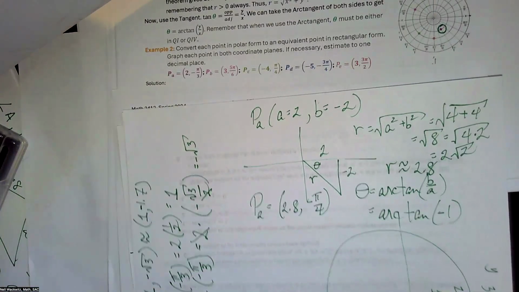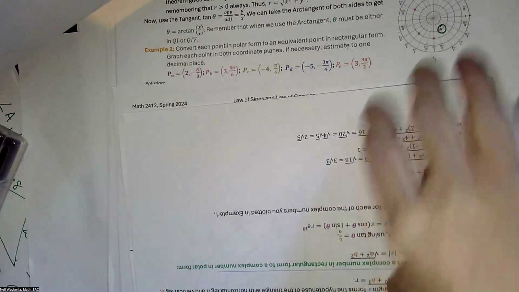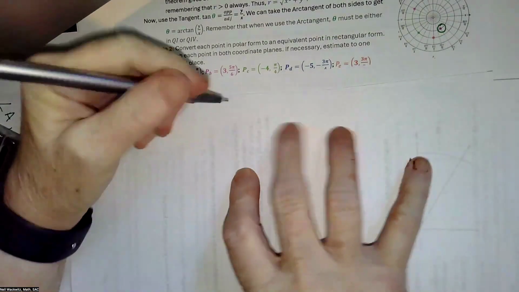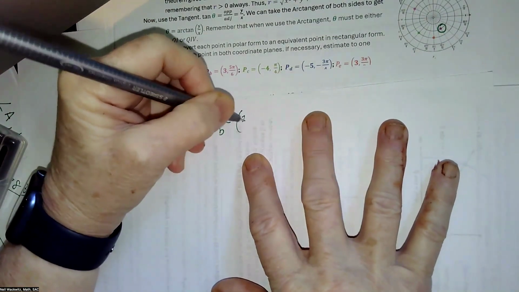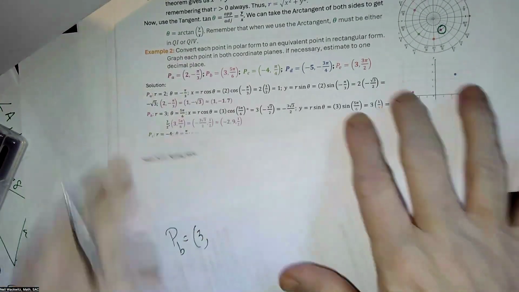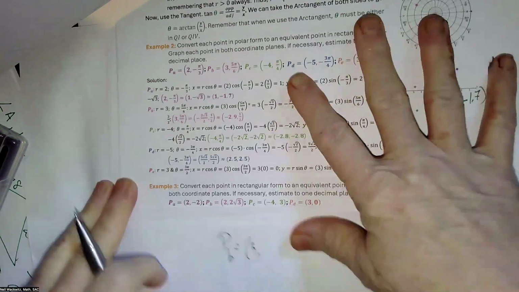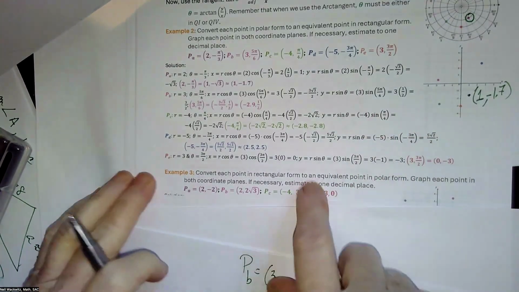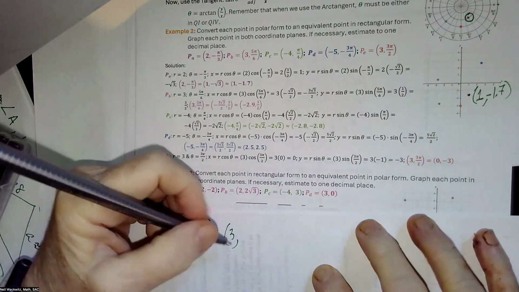What about the next one? Yep. We've got point B is 3 comma, oh, wrong one. Here we go. Point B, yes, it's showing up, is 2 comma 2 square root of 3.